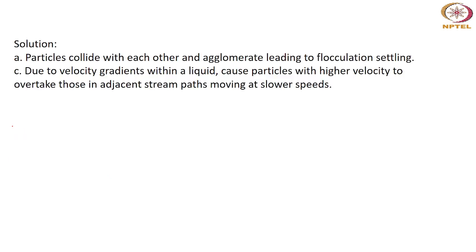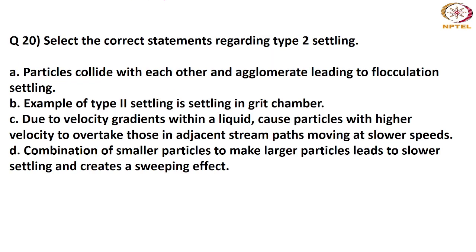So the correct answer is A and C. Particles collide with each other and agglomerate, leading to the population settling. Then velocity gradients within a liquid cause particles with higher velocity to overtake those in the adjacent stream paths moving at a slower speed. So these two incidents will happen due to the velocity gradients within a liquid.